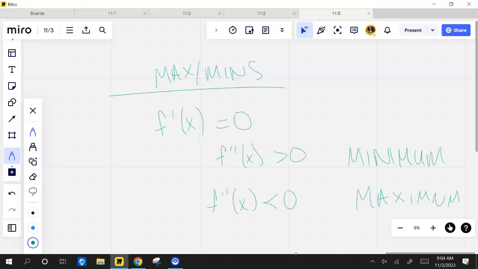You would just say, because the second derivative is positive when the first derivative equals 0, this is a minimum. And if you think about it, because this is concave up and this is concave down, it makes sense. Mathematically, it looks wonky, but it makes sense.